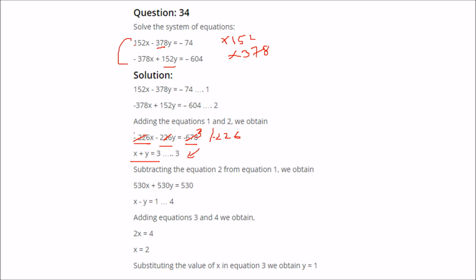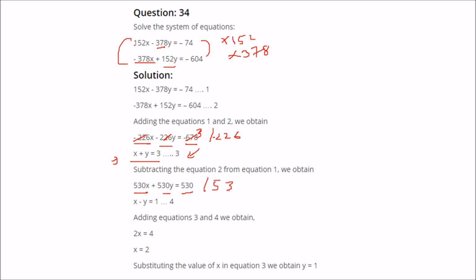Now we need to get one more equation of this form which is easier to solve. So now we will subtract these two. 152 minus of minus 378 is 530, and again minus 378 minus of 152 is again 530, and when we subtract minus 74 by minus of minus 604, it will be 604 minus 74, that will be 530.